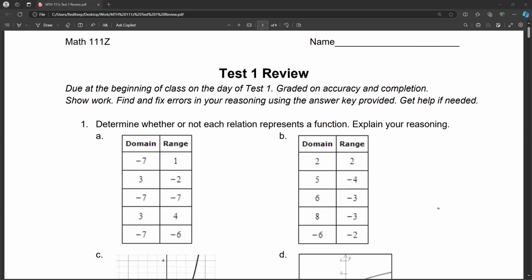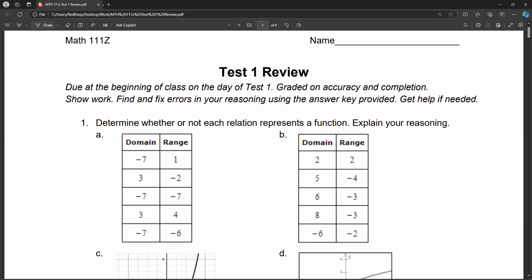Okay, starting with question one, they're showing us different relations, both in table form and in graphs, and they're asking us, do these relations represent functions? So in part A, we're given a list of values for the domain and the range. And what we can notice right away is that the values in the domain repeat, and that we have a -7 and another -7 down the list as well.